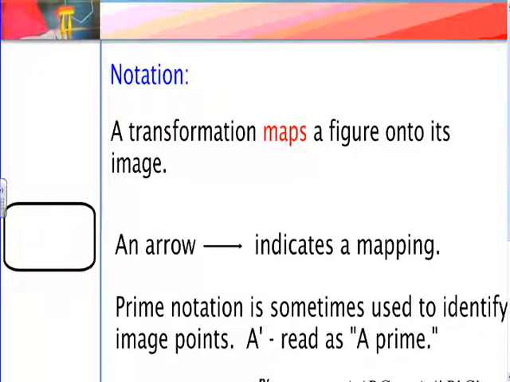Now let's talk about notation. There's a lot of different ways that we can use mathematics to write about transformations or moving figures. Another vocabulary word that we use is maps. So a transformation maps a figure onto its image. All that means is it's telling us how to move the figure. When I say this maps, it's just telling me what to do to the figure. Where do I move it? How do I turn it? How do I flip it? What is it that I do? So an arrow indicates a mapping. It's saying, take this original thing that's over here and do this to it so that it moves somehow.